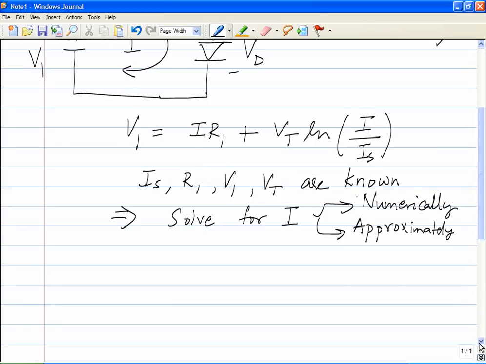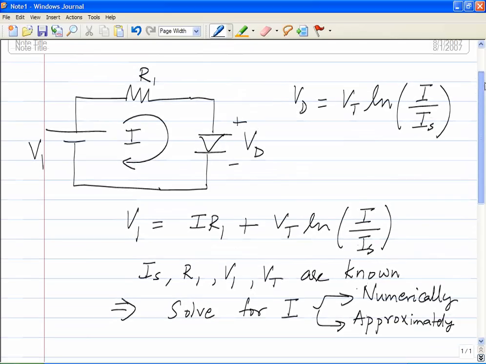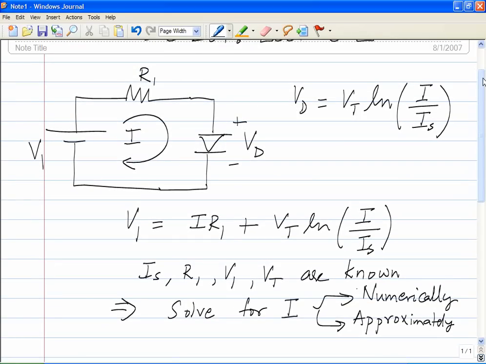Now, the key point here is that even when there is a single nonlinear element, life has become much more complicated than what we were used to. If instead of the diode you had a resistor, you would simply get V1 equal to I R1 plus I times R2. You have a simple linear algebraic equation. You move things around and find I. Things have now become fairly complicated. So you can imagine what will happen when you have more and more nonlinear elements in a network.